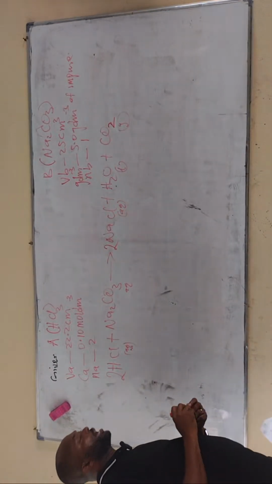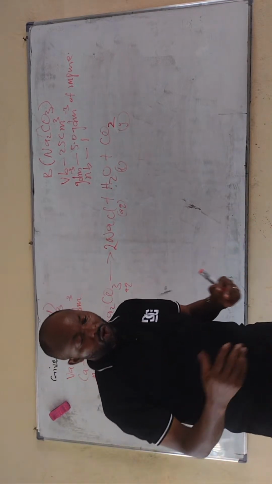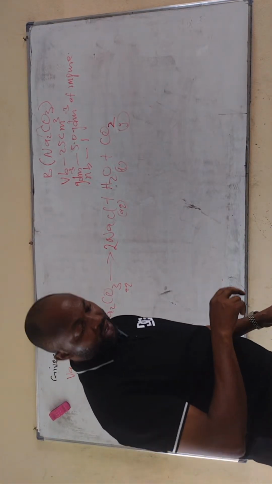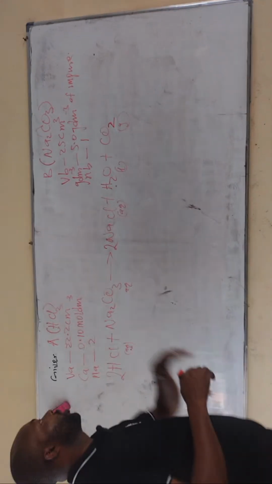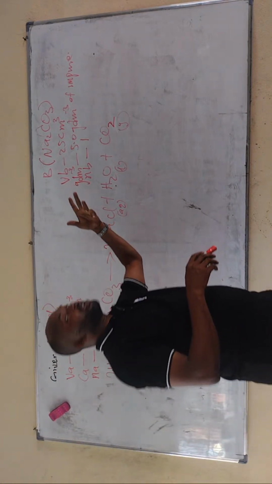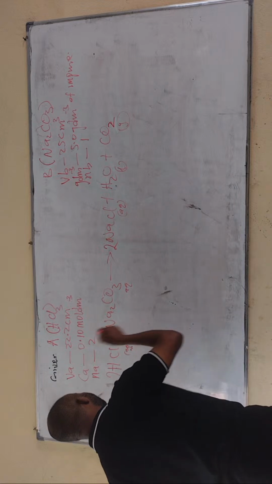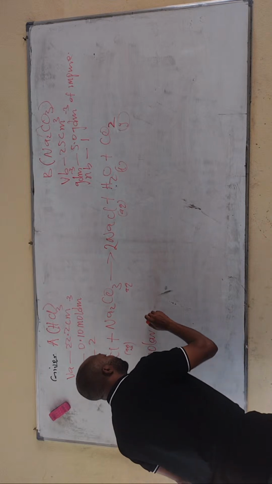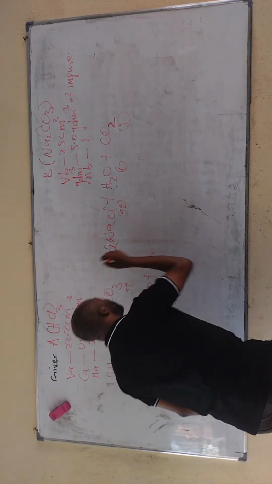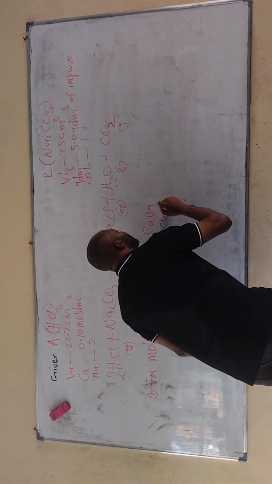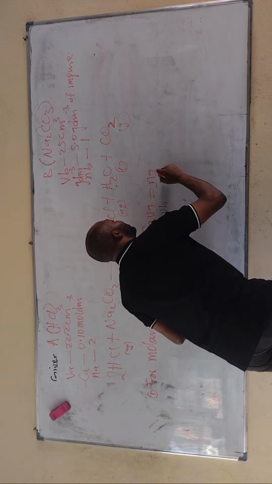So with this, they say I should calculate the molar concentration of the base. Since I have Ca, I can use my CAVA formula to get the molar concentration of the base. So for the molar concentration of B, we use the formula CAVA over CBVB equals NA over NB.